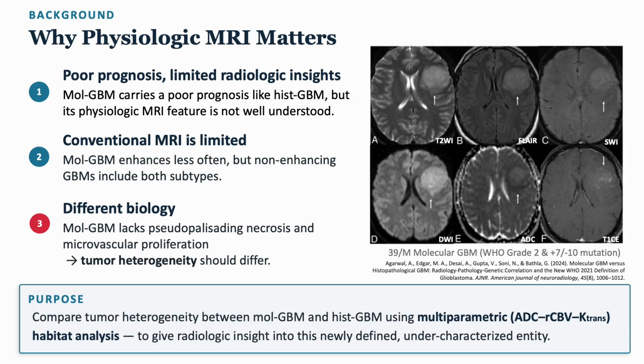Since molecular glioblastoma lacks pseudopalisading necrosis and microvascular proliferation, we hypothesized that the two subtypes would differ in physiologic tumor heterogeneity. Therefore, our purpose was to characterize how molecular and histological glioblastoma differ on multiparametric MRI-based habitat analysis using ADC, RCBV, and K-trans.